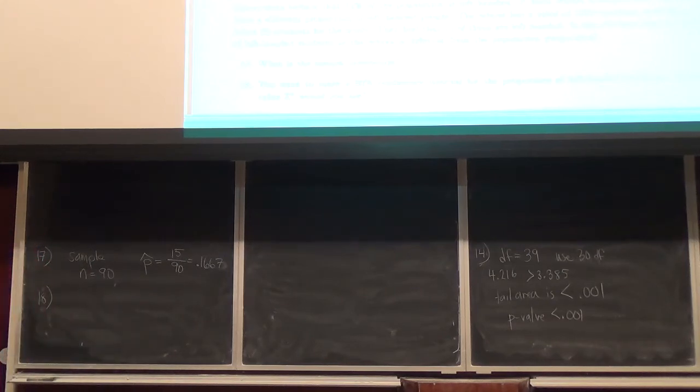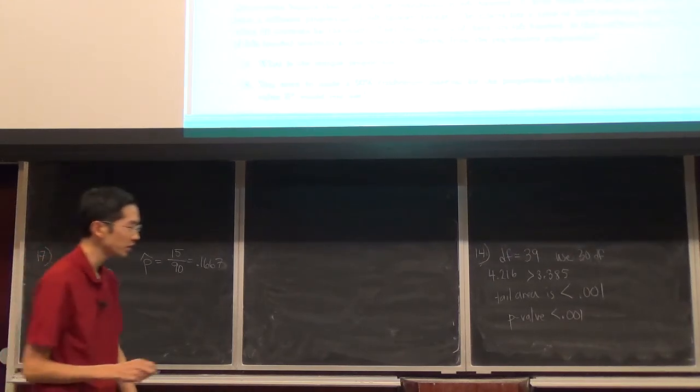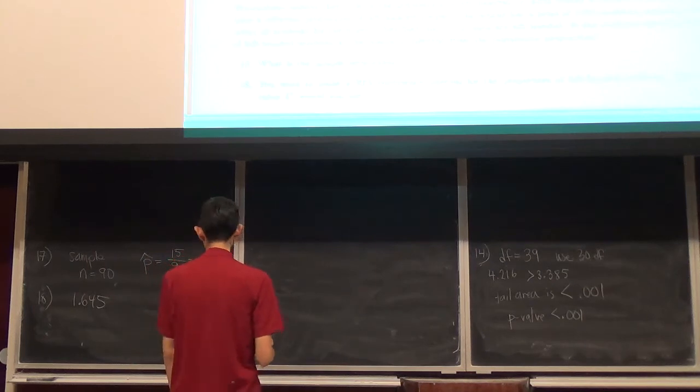Number 18, we're making a 90% confidence interval. What do we use for z star? Okay, this is just one of those numbers you have to know. 1.645. For a 90% confidence interval, we're dealing with proportions, so you use Z. We're using 1.645.